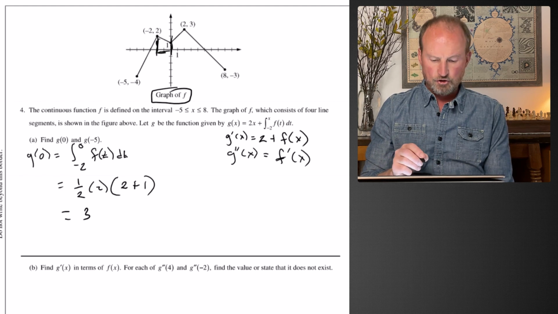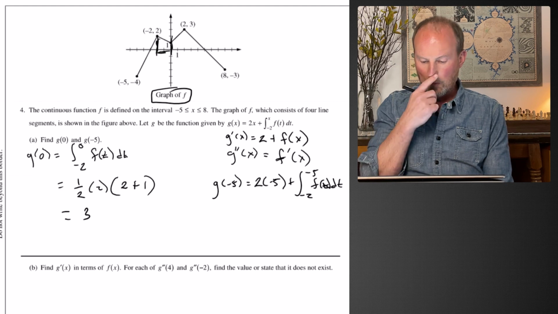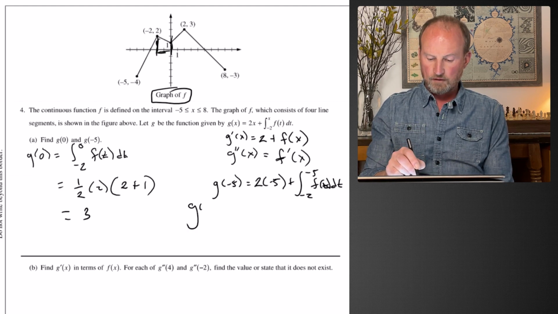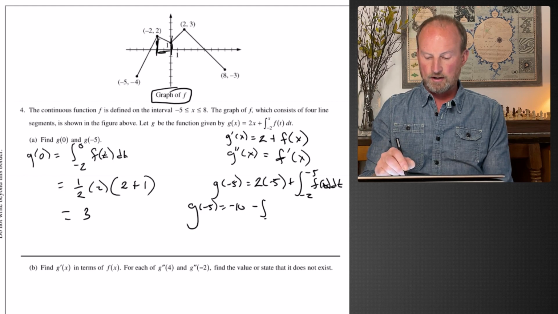Next one, g of -5 is 2 times -5 plus the integral from -2 to -5 of f. Okay, so g of -5 equals -10. Now, I'm integrating from a bigger number to a smaller number, so I need to flip those, which means I need to change its sign.